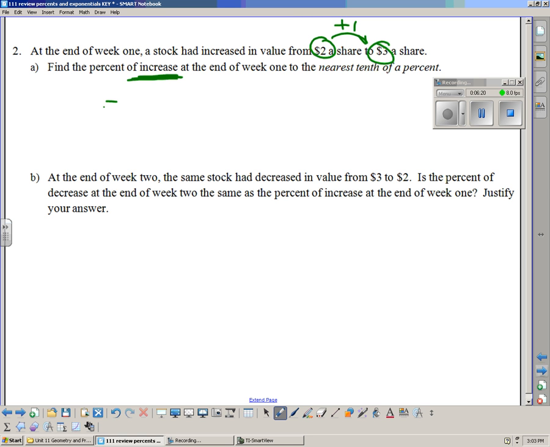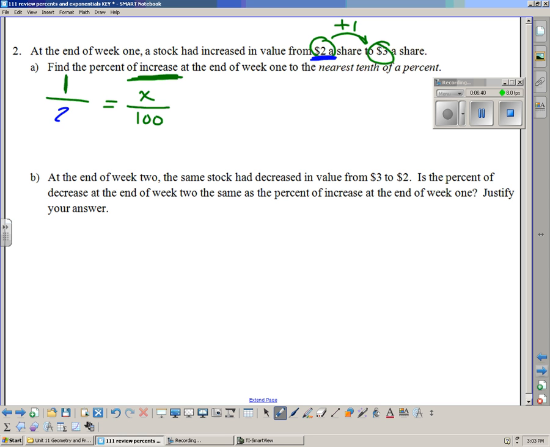So I'm going to set up a proportion: my percent equals X over 100. My increase is what goes on the top. The increase is the 1. Now, the denominator is going to be the original. So I want the percent of where it came from. That's what percent of increase means.